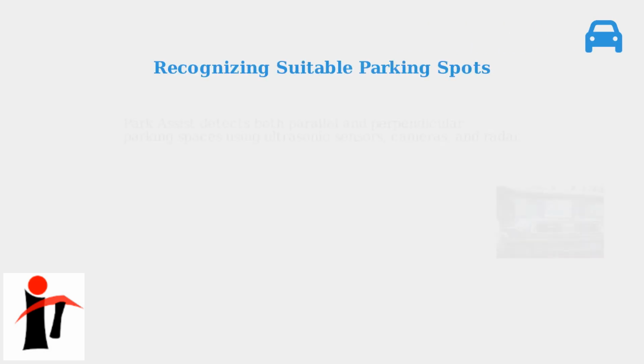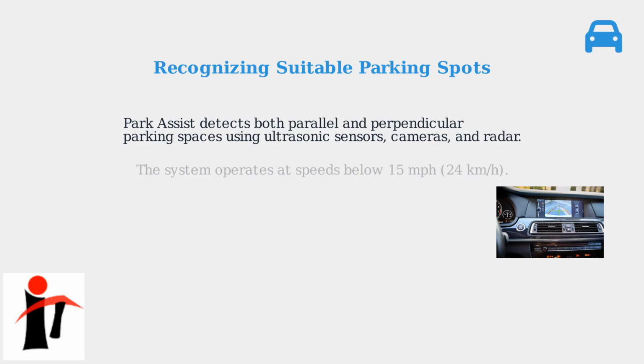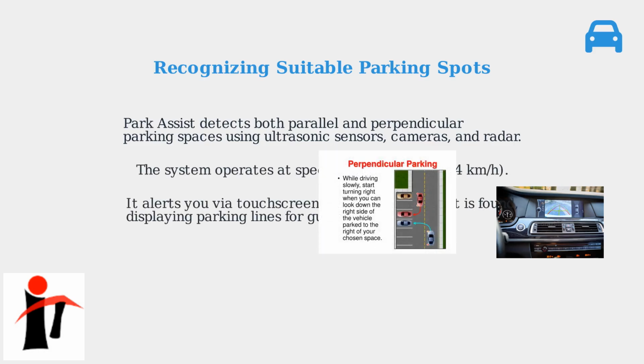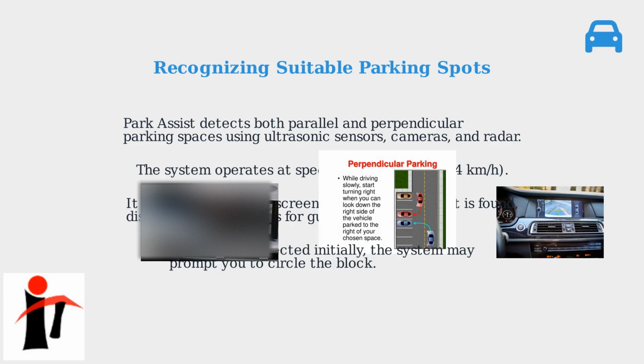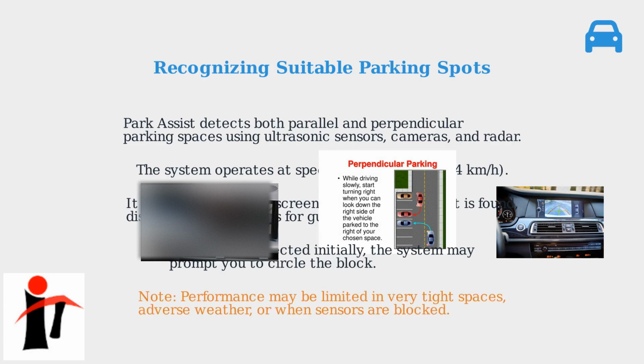Park Assist on the Tesla Model Y is designed to recognize both parallel and perpendicular parking spaces. The system uses a combination of ultrasonic sensors, forward-facing cameras, and radar to scan for suitable spots while driving at speeds below 15 miles per hour. When a spot is detected, it alerts you through the touchscreen by displaying parking lines that guide the vehicle. If no appropriate space is found right away, the system might prompt you to circle the block and try again.